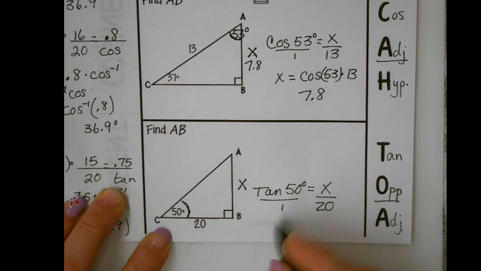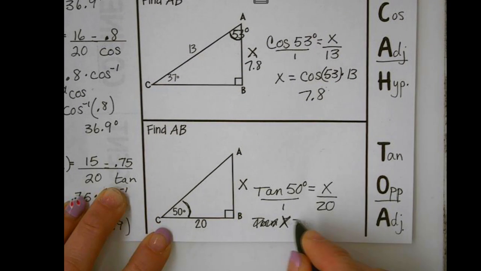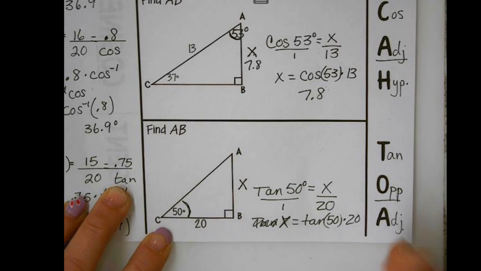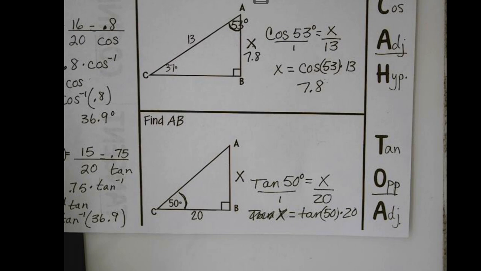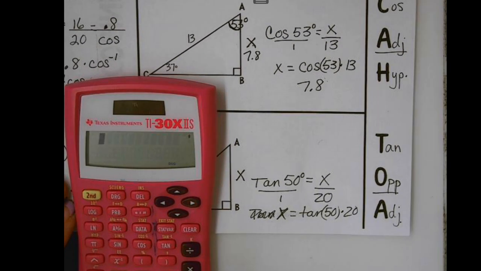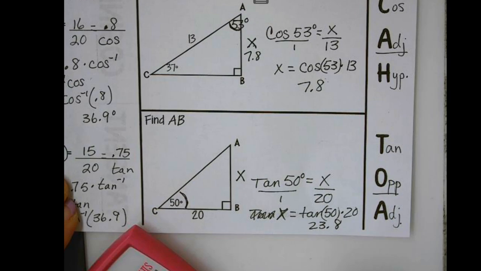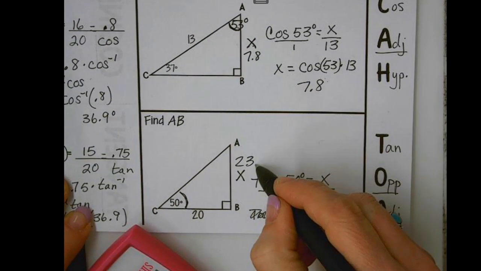Set it up as a proportion, cross multiply. I always put X first, so let's put X first. X equals tan 50 times 20. Calculator, make sure you're doing that calculator step with me. It's pretty easy to use those keys. And again, I probably told you in the other video, we would have to look this up in a chart. So it's really awesome that calculators just have this feature now. 23.8. Then I will just fill that in on the chart.